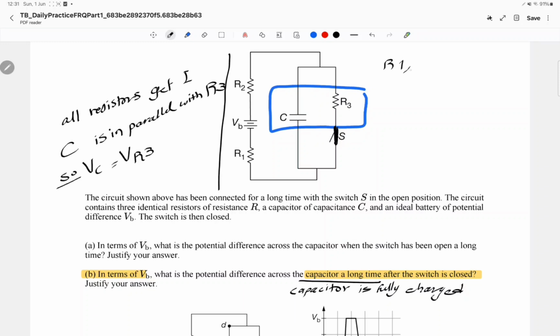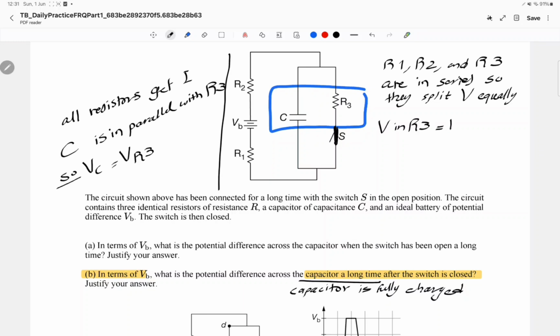So you should know that R1, R2, and R3 are in series. So they will split the voltage equally, each one getting 1/3. So the voltage in R3 is equal to 1/3 of the voltage of the battery. So the voltage in the capacitor is equal to the voltage in R3, which equals the voltage of the battery divided by 3. That's going to be the answer for part B.